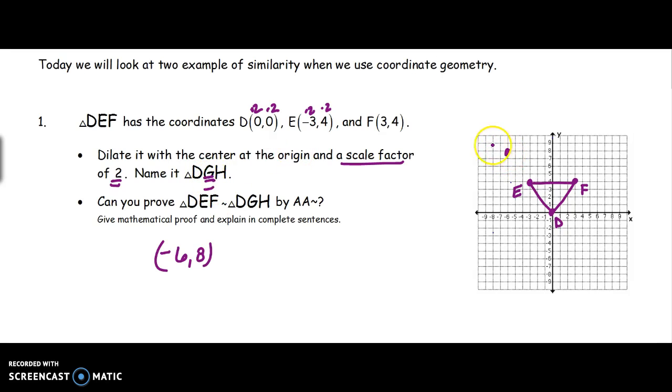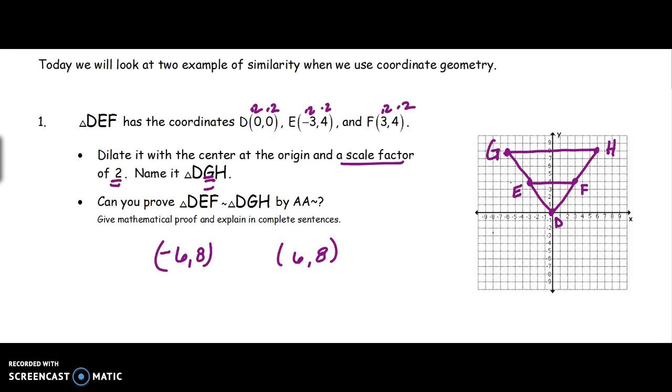Okay, so if we graph negative 6, 8, it would be here, and I'm going to label it G. And then the next one, when you multiply it by 2, you're going to get 6, 8, and we're going to label that H. Okay, and connect the dots. So now it looks like some of those triangles that we have already seen.